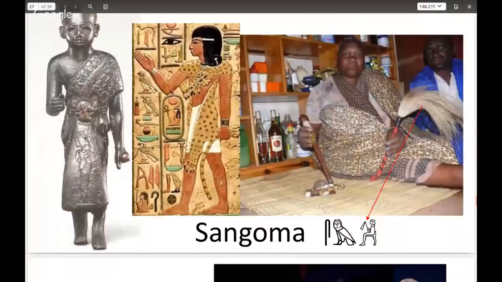So we see a female, a woman Sangoma, Sim priest. Here's the hieroglyph for it. And in the Egyptian, you see here, Amen Ma'at Ra, Ma'ach Heru Nebu, Lord of Bu, or Nebu.